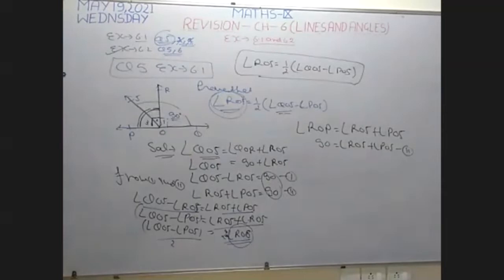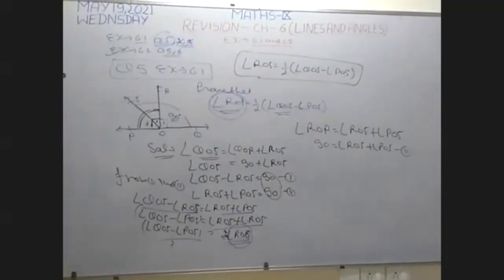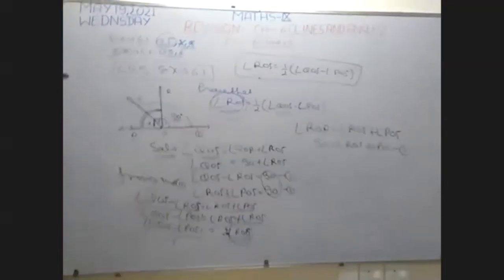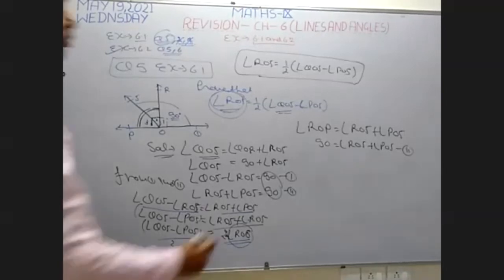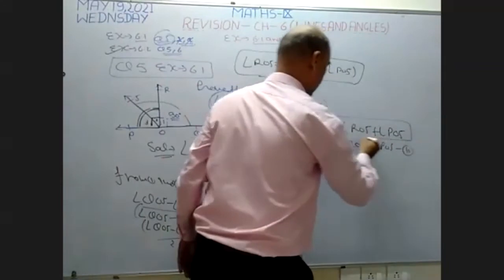Sir, please tell, over there where you have written angle ROP is equal to angle ROS plus POS, how has 90 come over there? Can you tell once? Which one? Repeat your question. Sir, where you have written angle ROP is equal to ROS plus POS, how has 90 come? How has 90 come? Okay. On this line. Okay. Yes, sir.